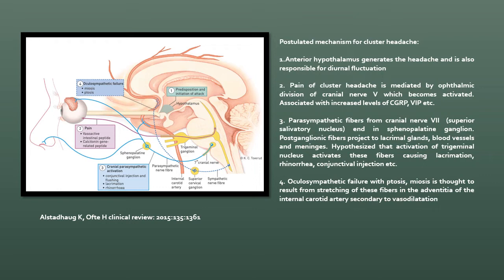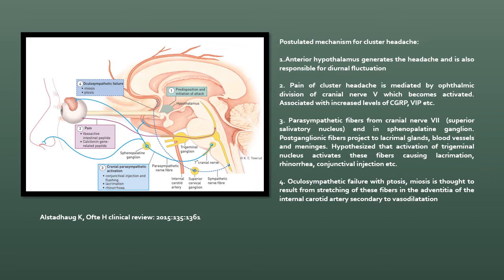2. Pain of cluster headache is mediated by the ophthalmic division of cranial nerve 5, which becomes activated, associated with increased levels of CGRP, VIP, etc. 3. Parasympathetic fibers from cranial nerve 7 end in the sphenopalatine ganglion. Postganglionic fibers project to the lacrimal glands, blood vessels, and meninges. Hypothesize that activation of the trigeminal nucleus activates these fibers, causing lacrimation, rhinorrhea, conjunctival injection, etc.